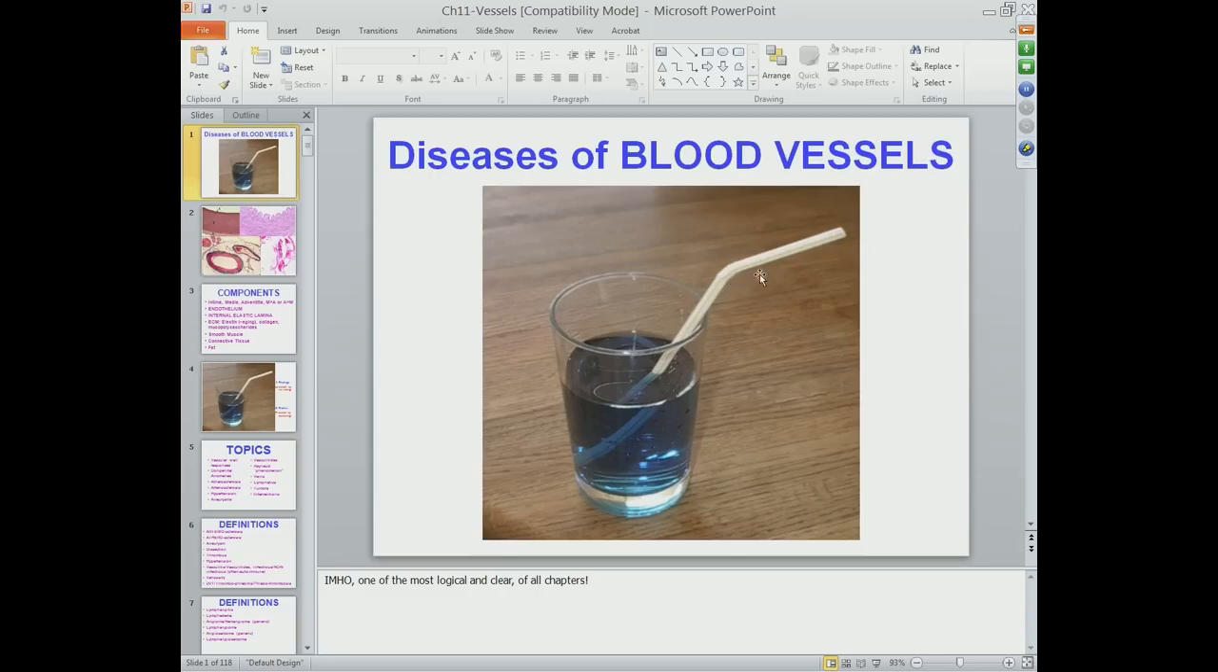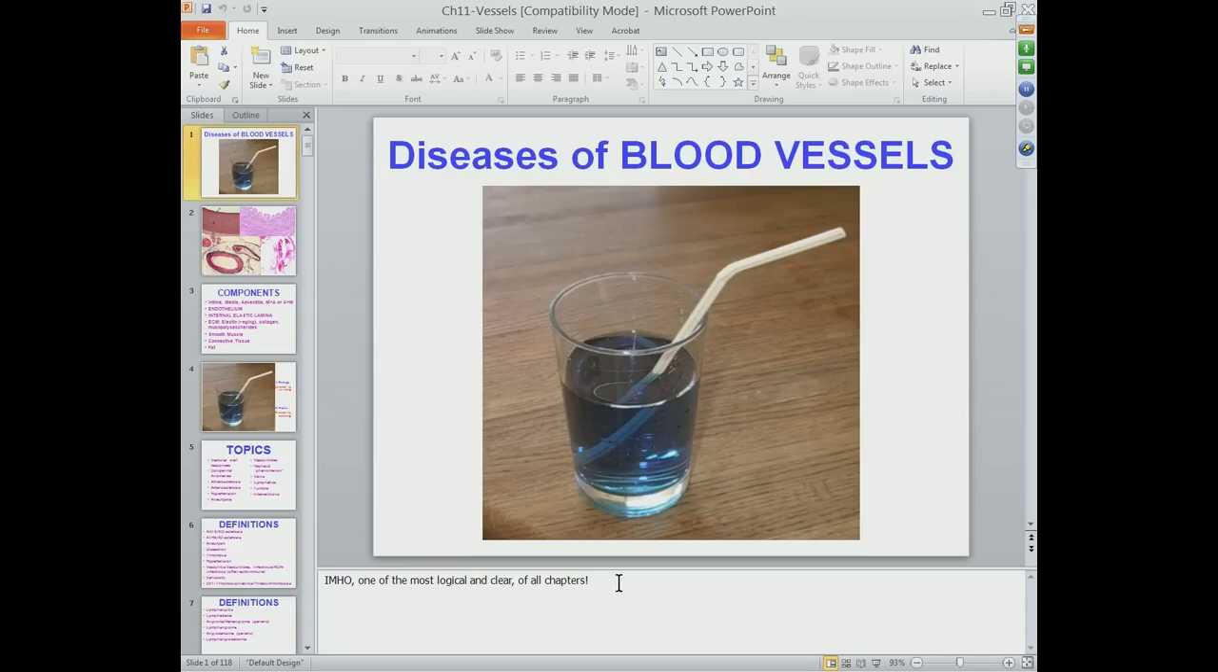If you consider a straw a blood vessel and you're sucking in on it, there's only 2 bad things that could happen to that straw. It could get clogged or it could rupture. And basically, the whole spectrum of vascular diseases today result in one of those 2 events pathophysiologically. So it's the most logical of all chapters.